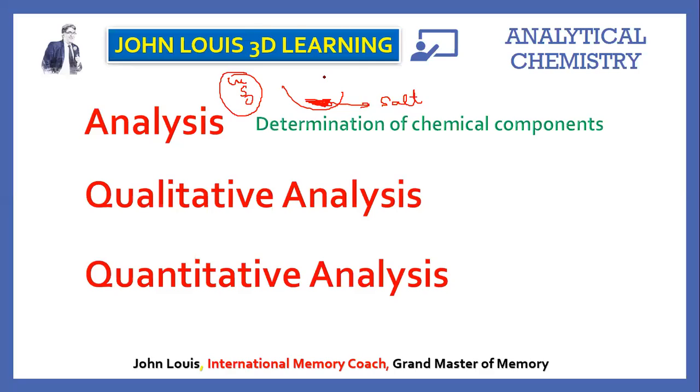Is it clear? They may ask you the question, what is meant by analysis? Determination of chemical components in a chemical substance is known as analysis. What is meant by qualitative analysis? What are the chemical components present in a given chemical substance is known as qualitative analysis. Next one, what is meant by quantitative analysis? How much percentage of each and every component is present in the given chemical substance. So identifying that is known as quantitative analysis. Hope it is very clear to you.